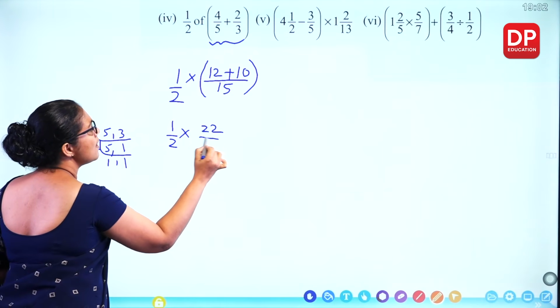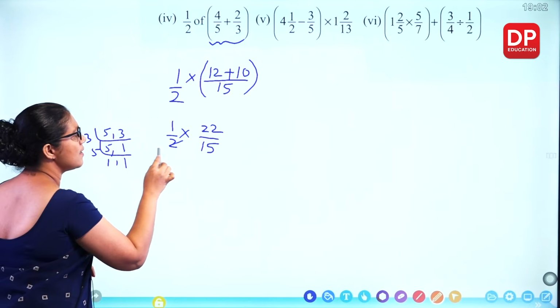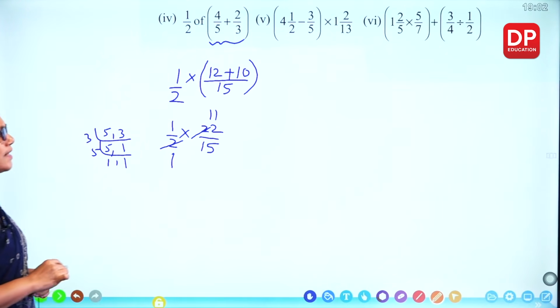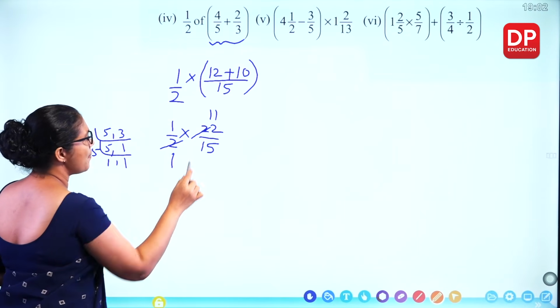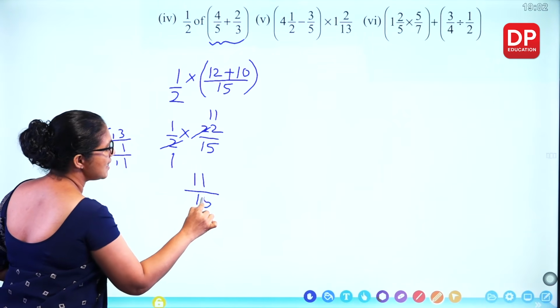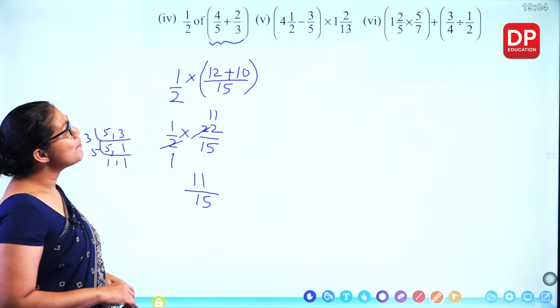22 over 15. Now you can simplify. I can see 1 there, 11 there when you divide by 2. Then you multiply the numerators separately. 1 times 11 is 11. 1 times 15 is 15. So you can keep the answer like this. Now we'll take the fifth question.